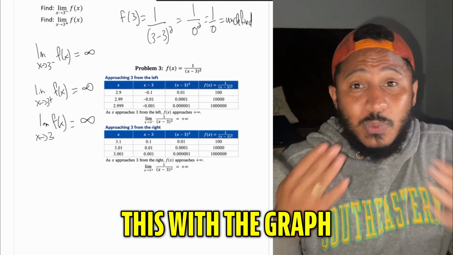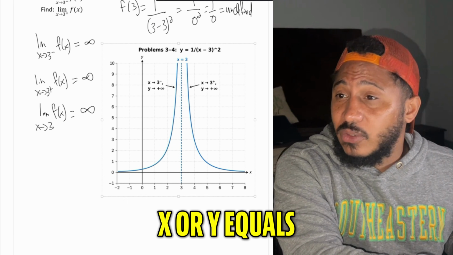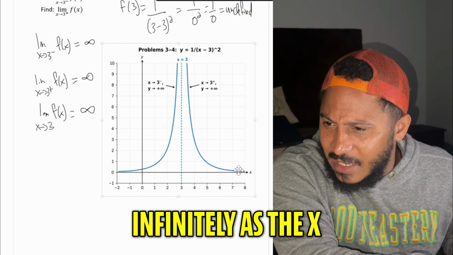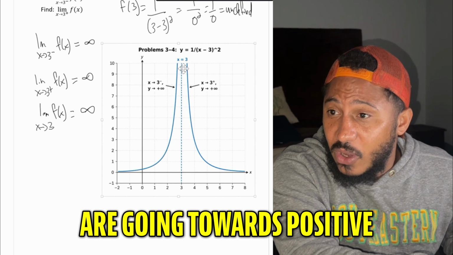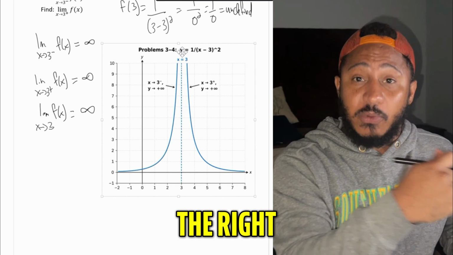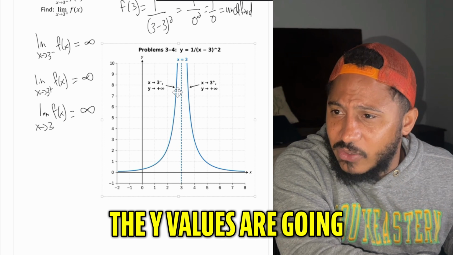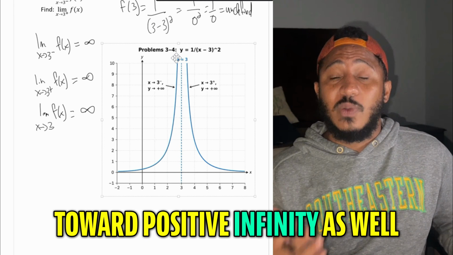And we can verify this with the graph. Meaning if we graph f of x, or y equals 1 over x minus 3 squared, notice as the x values are getting close to 3, the y values are going towards positive infinity. Now that's from the right. And then from the left, the same thing.